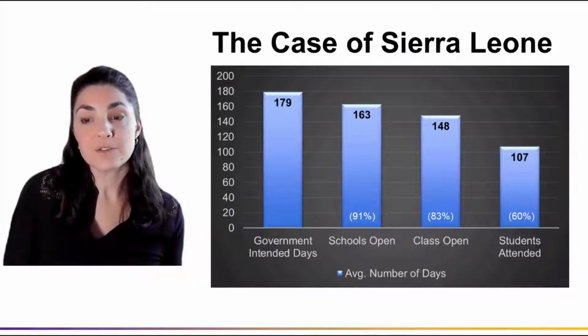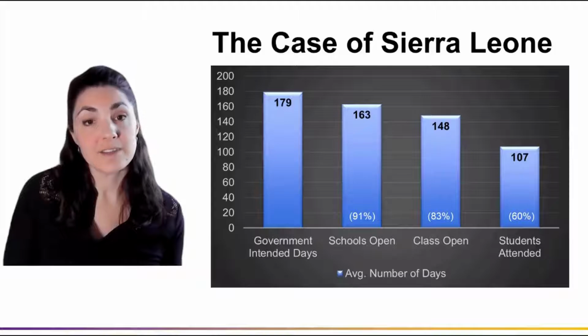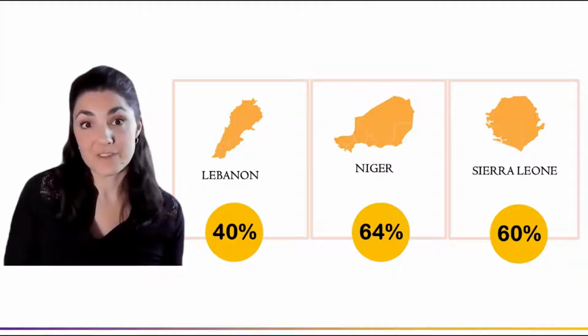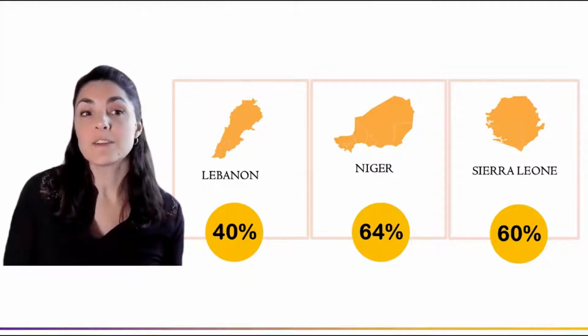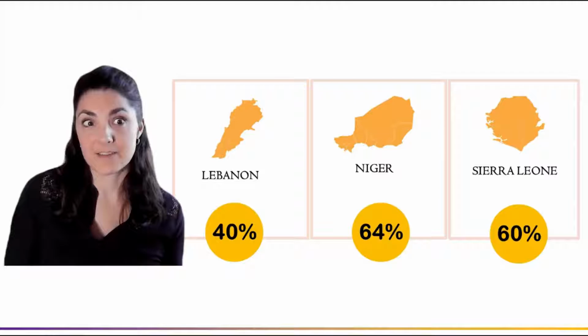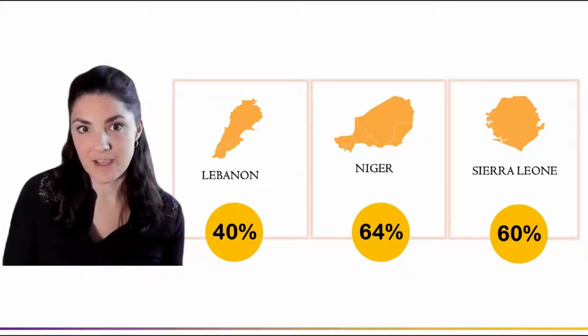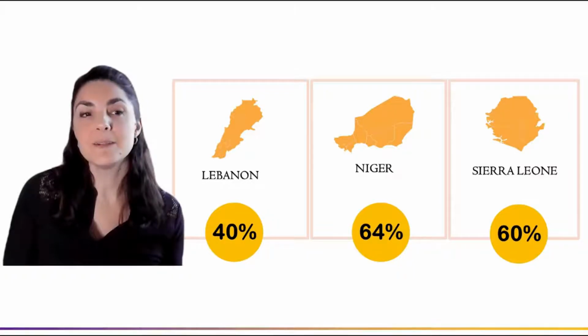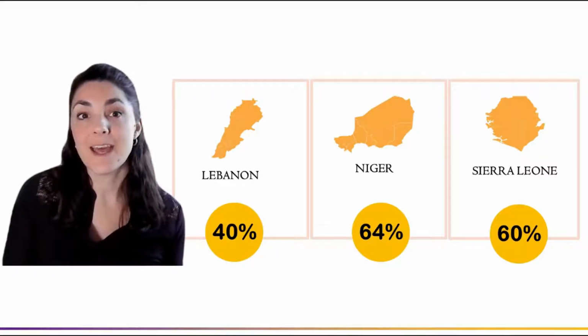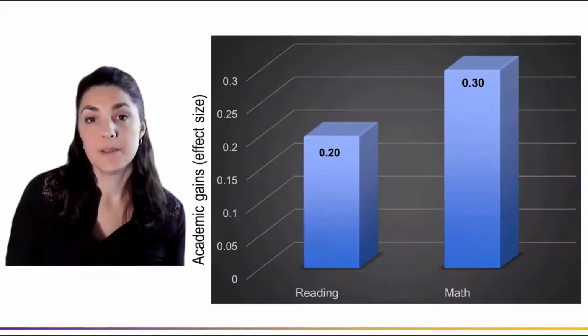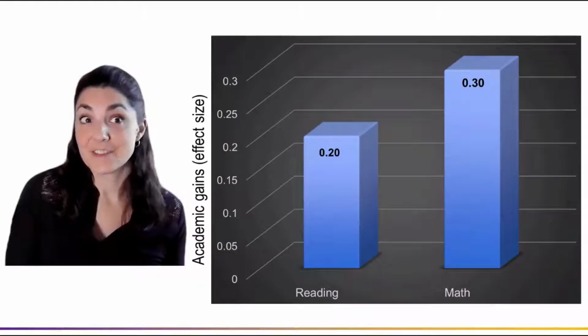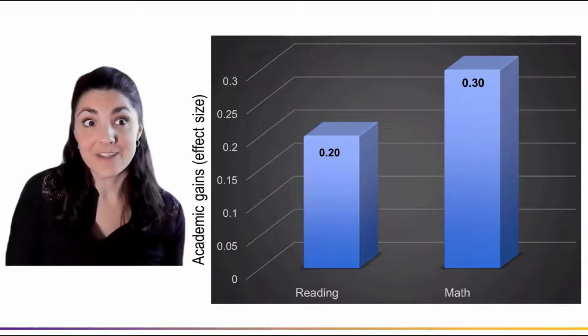Last, we saw that students attended only 107 days on average, or 60% of the government-intended days. And this wasn't just the case in Sierra Leone. Across all three country contexts of the 3EA project, we saw students attended about half of the time on average. This means that students are only receiving half of the intended program as it was designed. As you might expect, this affects how much students learn in a given year.